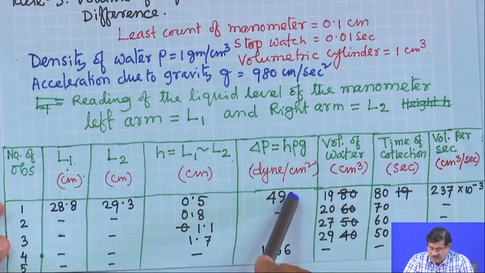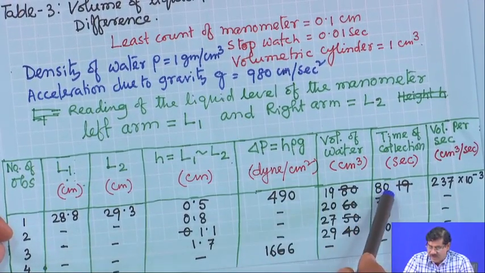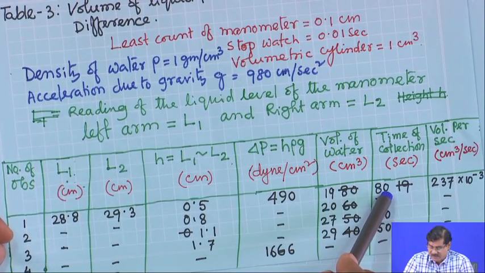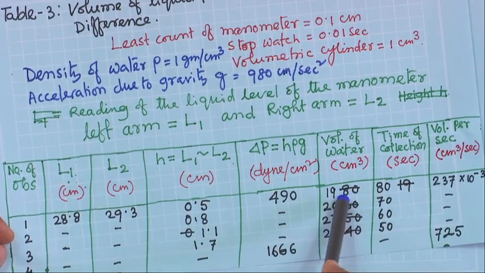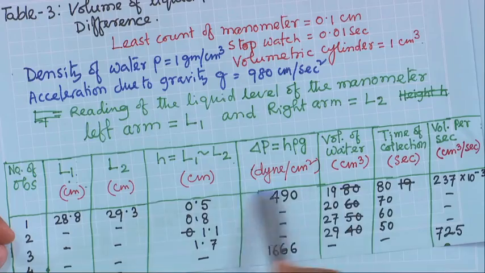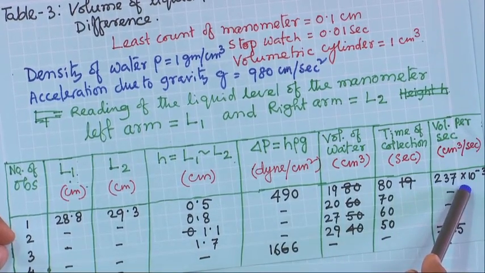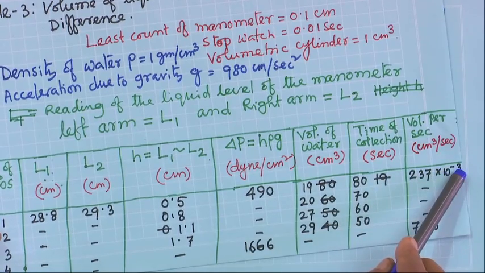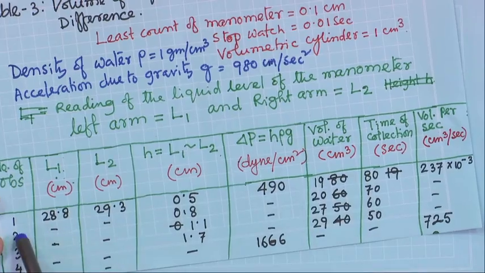Now, for this 490 pressure difference, we collect water for 80 seconds, and the volume was 19 milliliter or cm cube. Then you can calculate this volume per second. So, this is 237 into 10 to the power minus 3. Okay. Similarly, for the other observations.